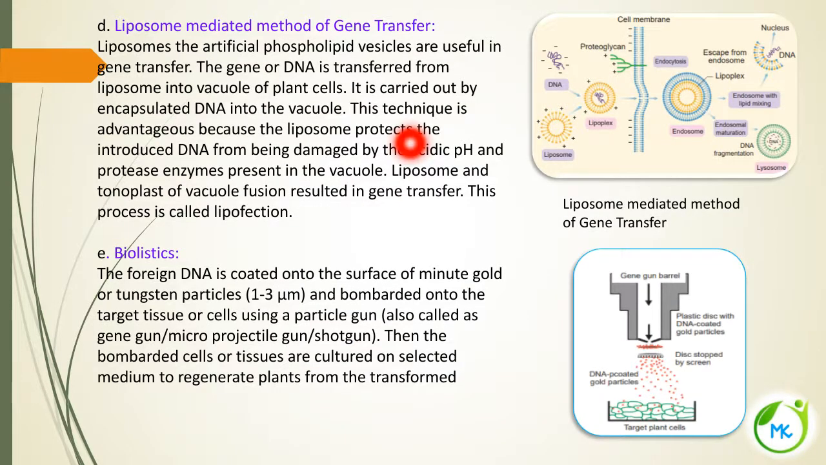The next method of direct or vectorless gene transfer is the liposome mediated method of gene transfer. Liposomes are nothing but artificial phospholipid vesicles. Here you can see in the diagram, this is a small vesicle. A vesicle has an empty space inside, and this is used for the gene transfer.